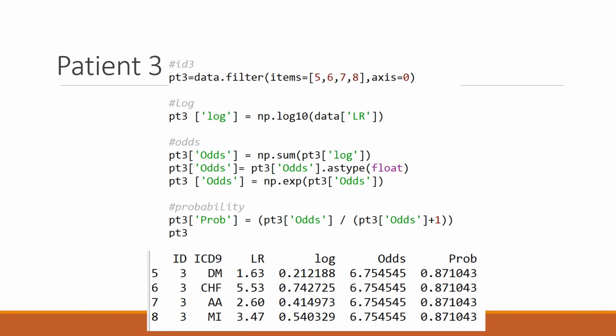Lastly, we have patient 3. And again, use the same method as for patient 1 and 2, and you should obtain a probability of 0.87. So as you can see, this patient has the highest probability for long stay, and it's actually not quite surprising because they have multiple comorbidities compared to patient 1 and 2.